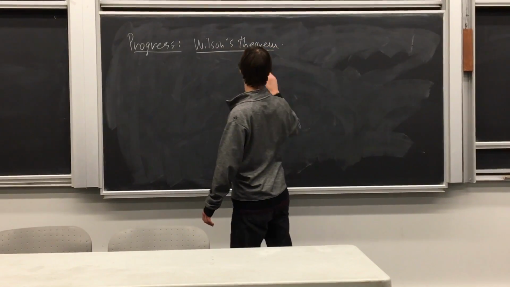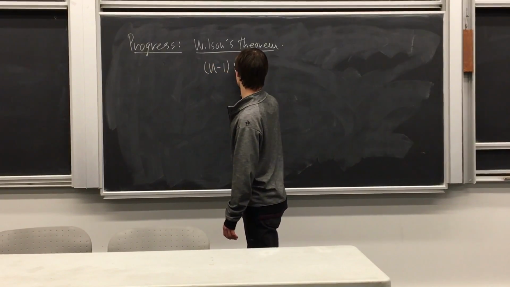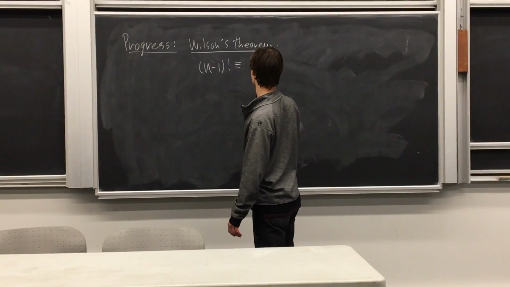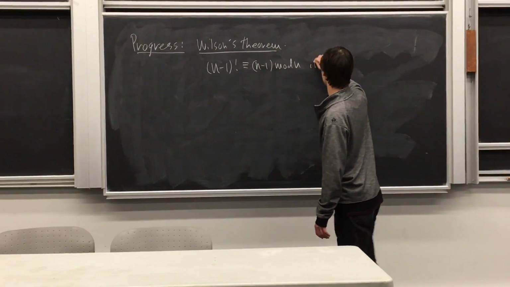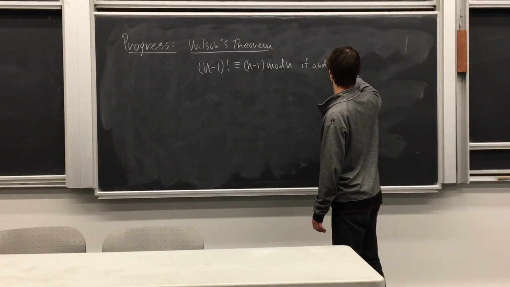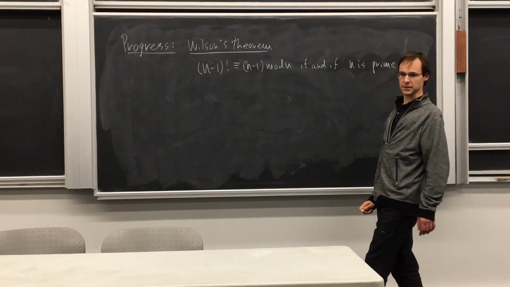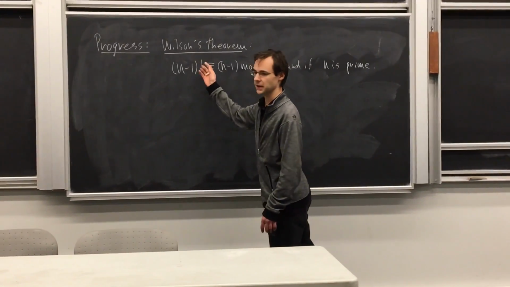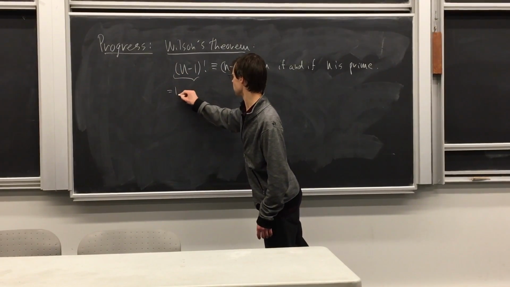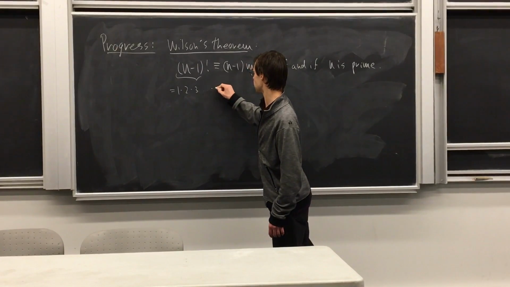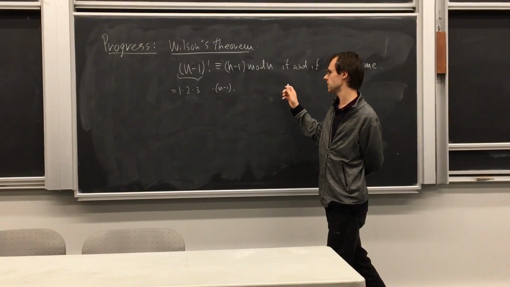So this is what Wilson's theorem tells you. That (n minus 1) factorial is equivalent to n minus 1 mod n if and only if n is prime. Okay? Let's define these symbols. (n minus 1) factorial is the product of all the numbers up to n minus 1. So this is equal to 1 times 2 times 3 all the way up to n minus 1. And what the mod does is it checks divisibility.